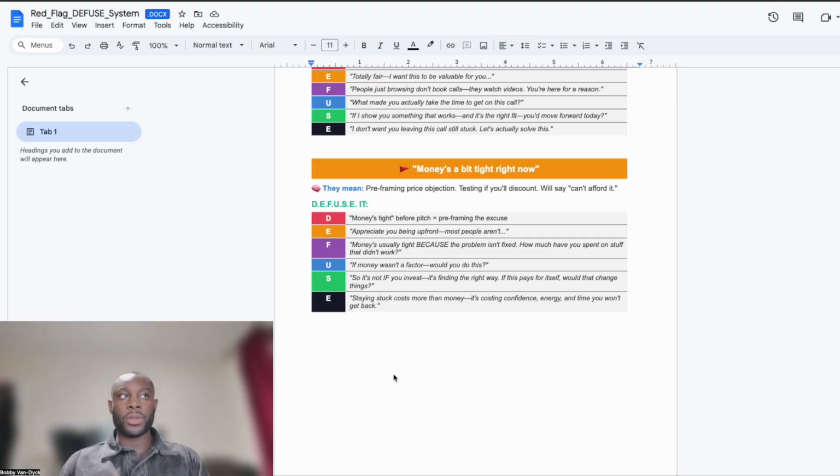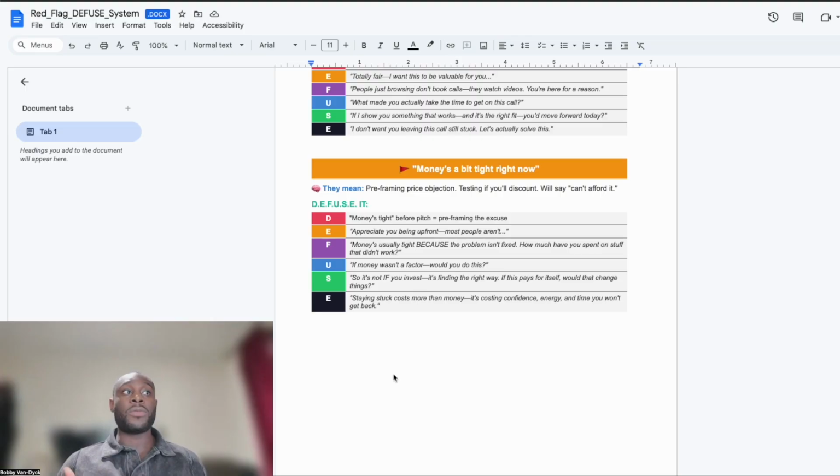Money is usually tight because the problem isn't fixed. How much have you spent on stuff that didn't work? They're going to ask, what do you mean? Well, how much money have you spent on programs in the past that you tried and then didn't continue? How much have you spent on a gym membership you didn't use? On supplements? Figure out what they've been spending money on. And once they reach that conclusion, they'll be like, oh yeah, to be fair, I've spent a lot of money without even realizing it, so I've got more money than I actually thought.